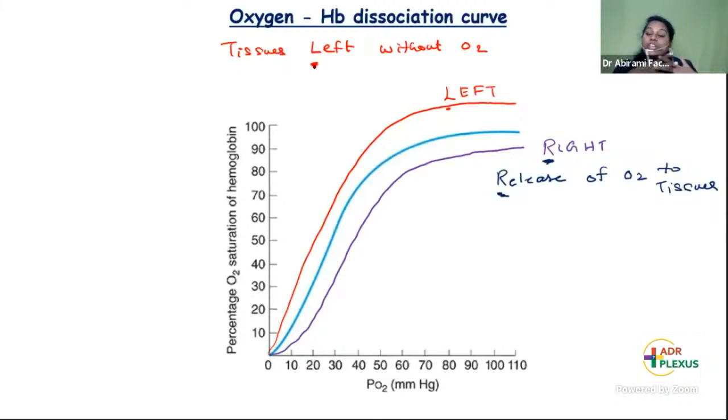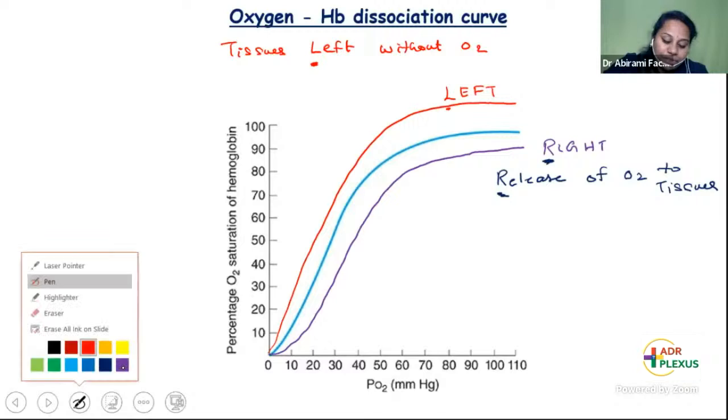So what happens to oxygen hemoglobin affinity in right shift? More oxygen is going to the tissues, so the affinity decreases. But in left shift of the curve, tissues are left without oxygen. That means all of this oxygen is bound to hemoglobin. So in left shift of the curve, there is more hemoglobin oxygen affinity. That is why tissues are not getting oxygen. But in right shift of the curve, all oxygen is released to the tissues, so the affinity of hemoglobin for oxygen is very less.